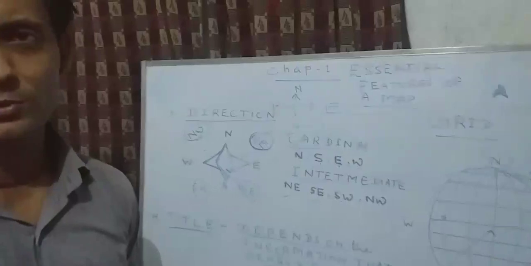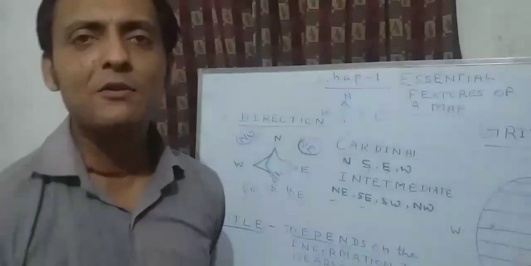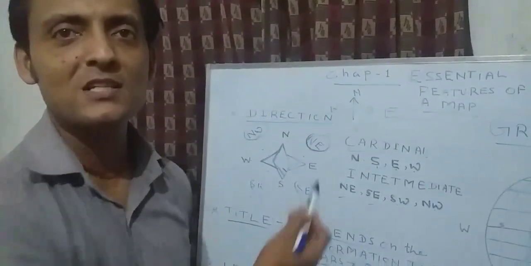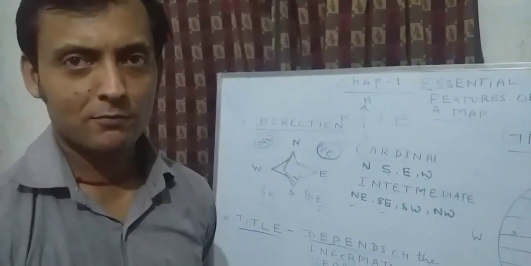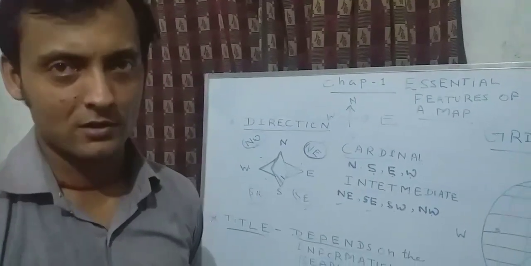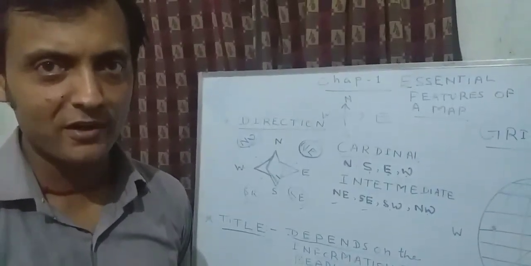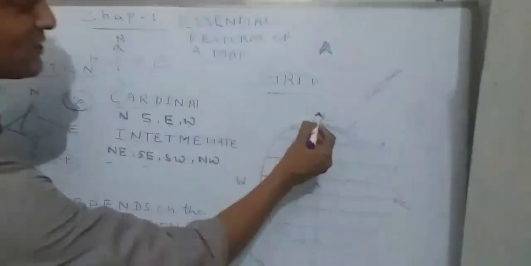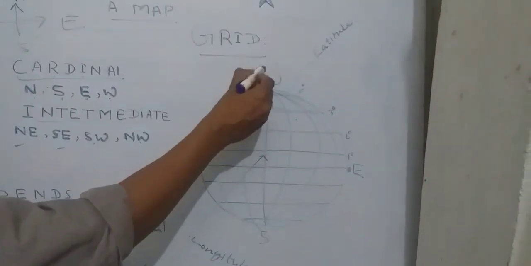Now the question comes, students, from where do we get the reference for this direction? First of all, we indicate north. From where do we get north? We get north from geographical north. And what is the main source of geographical north? On our earth there are two poles, north and south poles. So we take reference from the north pole.